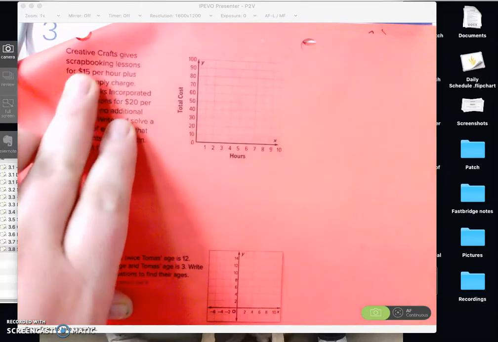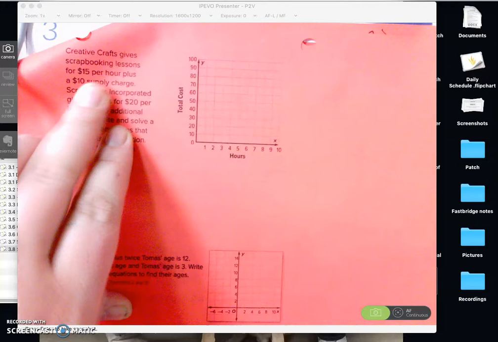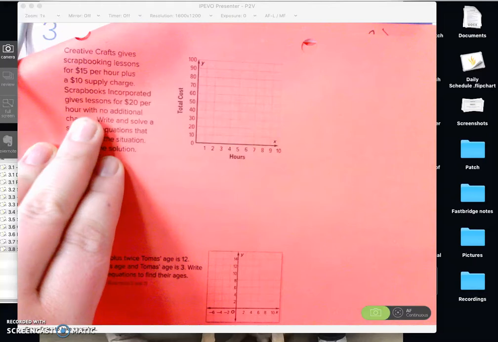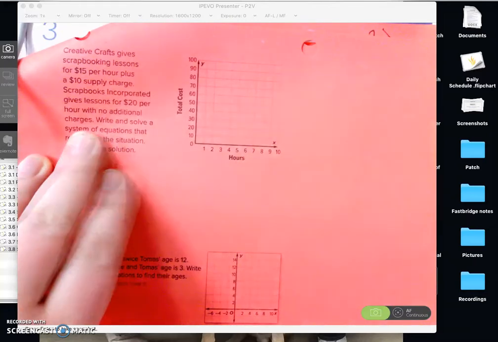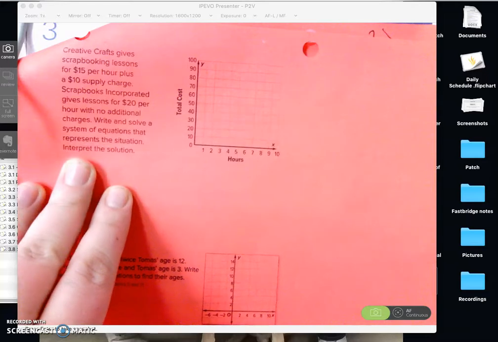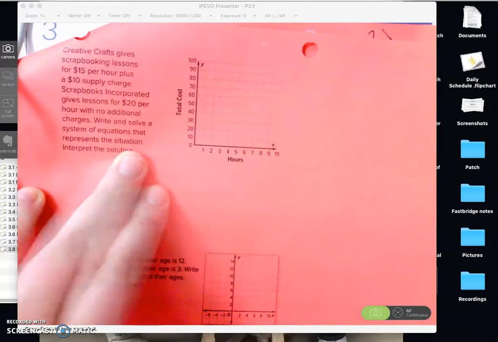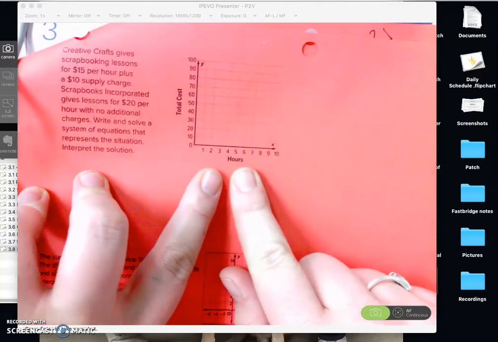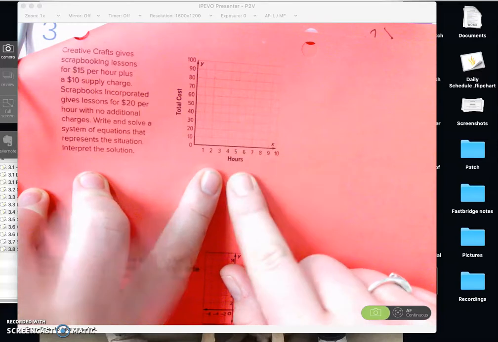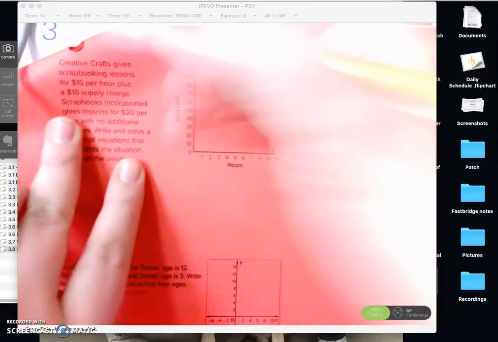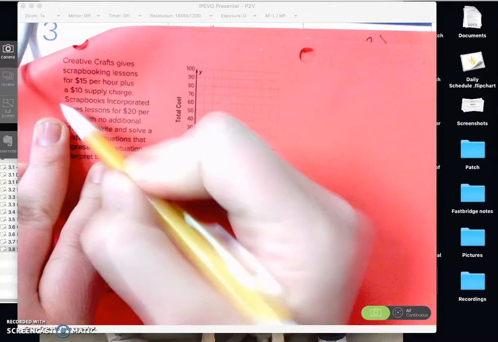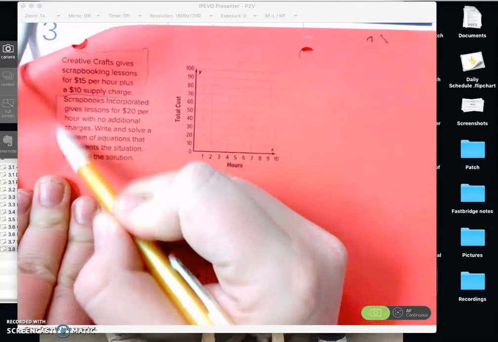So Creative Crafts gives scrapbooking lessons for $15 per hour plus $10 supply charge. Scrapbooks Incorporated gives lessons for $20 per hour with no additional charges. Write and solve a system of equations that represent the situation, and then interpret the solution. Well, first we are given that our variables are hours and total cost. So we are going to be separating them by Creative Crafts. So that would be this part here, Creative Crafts, and then we're going to separate it to Scrapbooks Incorporated.